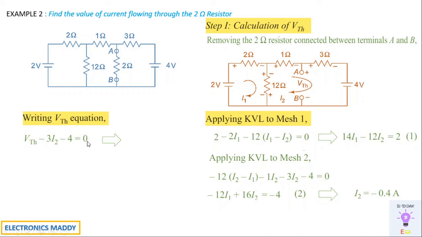So we are writing VTH, and we are representing VTH is equal to 4 plus 3 times I2, and that's the reason why we wanted I2. Once we know the current flowing through the 3 ohm resistor, the voltage that is appearing at this point will obviously be the voltage appearing at the effective combination at this point. So VTH is equal to 4 plus 3 times I2. So we'll be substituting the value of I2 and finding the value of VTH. So VTH is equal to 2.8 volts in this case. So step 1 is finding out VTH, and we have found it out.